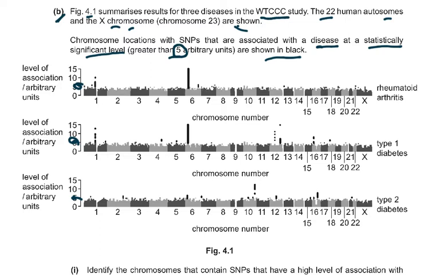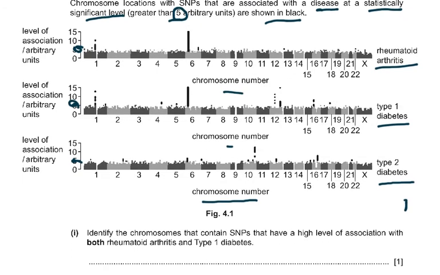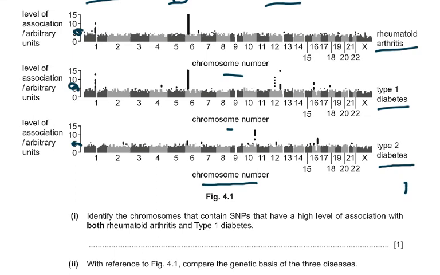Now you can see all these. This is for rheumatoid arthritis, this is for type 1 diabetes, and this is for type 2 diabetes. And chromosome numbers are given, they're all the same in the 3 diagrams. Then it says identify the chromosome that contains SNPs that have a high level of association with both rheumatoid arthritis and type 1 diabetes.